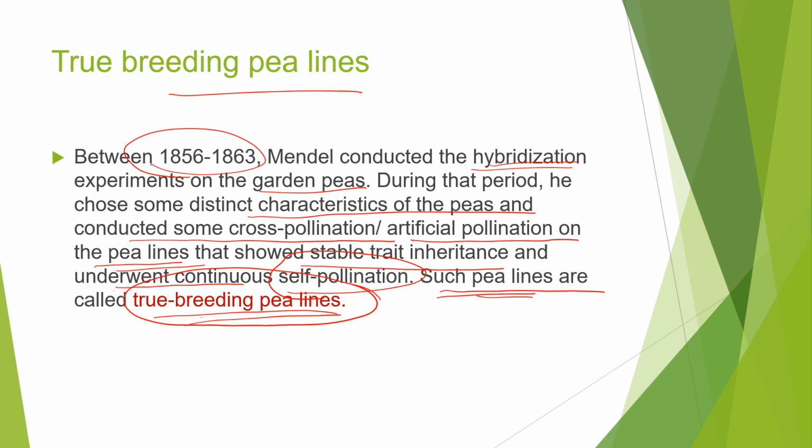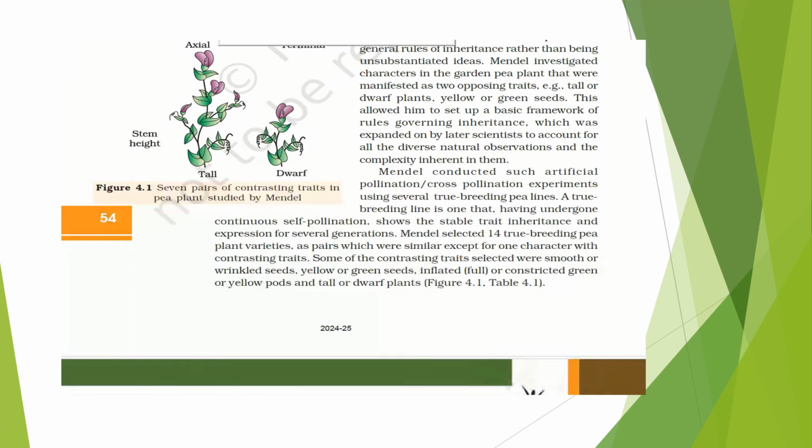Now we will move to the experiment he has done. We now know what a true breeding pea line is: one that has undergone continuous self-pollination, one generation after another. This shows stable trait inheritance and expression over several generations. So the trait or character is inherited stably from one generation to another, through several generations in this self-pollination process. Mendel selected 14 true breeding pea plant varieties.